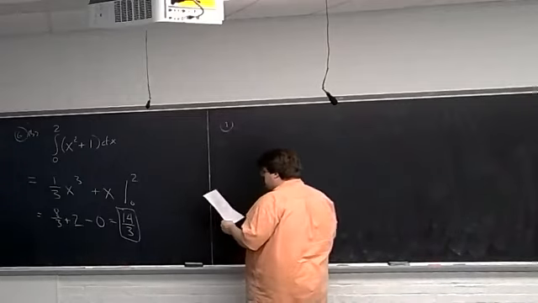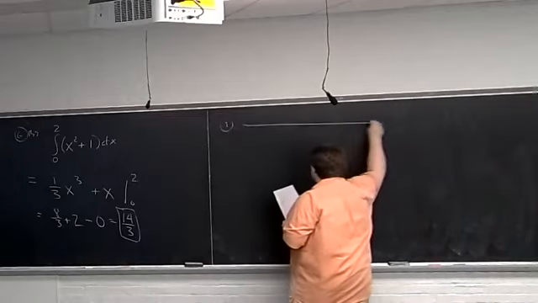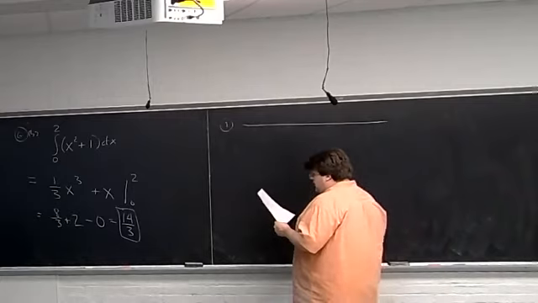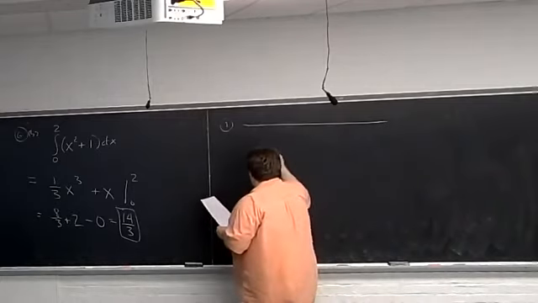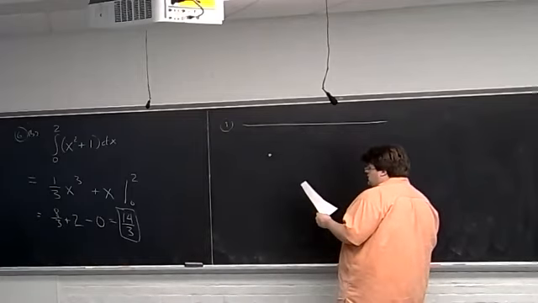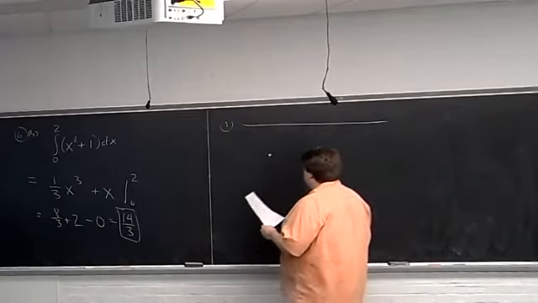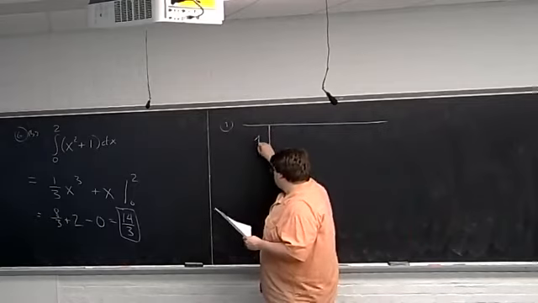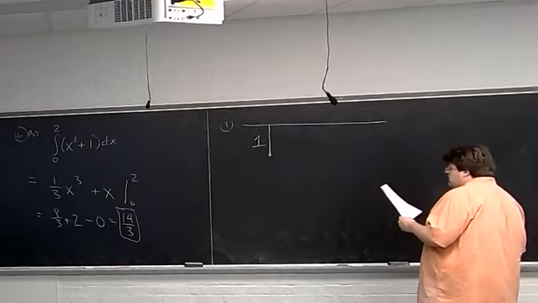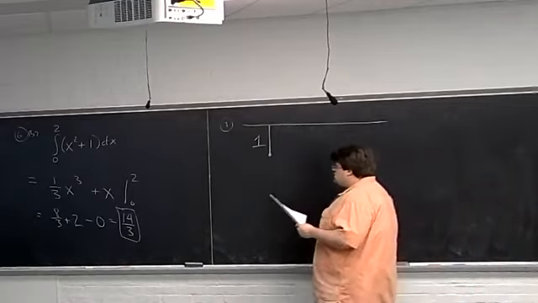Standard related rates question. The plane is flying horizontally. It passes over a radar station. There's our radar station. Flying 1 mile in altitude, so that distance is 1. And the question is, find the rate of the distance from the plane to the radar station.